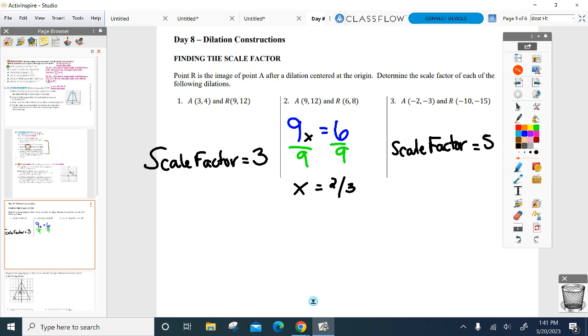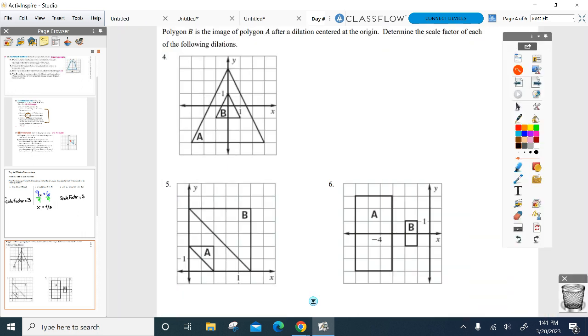All right, no issues. Ooh, how about a diagram now? Forget the points. How about I just give you a diagram? And you tell me what the scale factor is. Can you read the problem, though, first? Here's the thing. Polygon B is the image. So I'm going from A to B here. Why is that going to be huge?